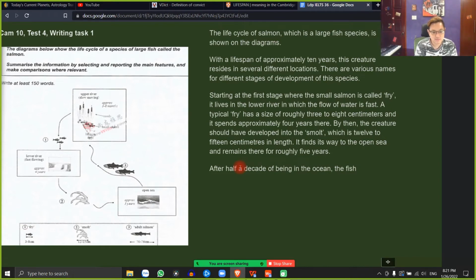the fish should have achieved a size of 70 to 76 centimeters.